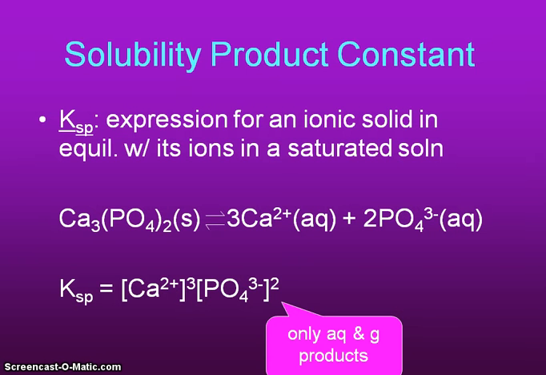So in these types of problems, we've got our solid ionic compound, and then it's split into its 2 ions. And when we write out our KSP expression, we are only doing our products here.